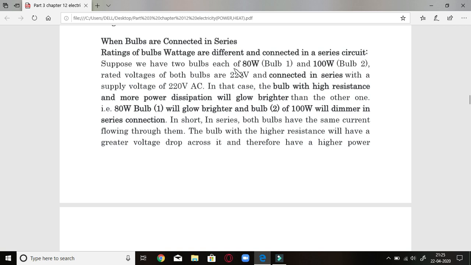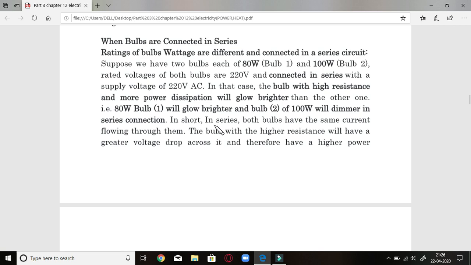Suppose we have two bulbs, the first of 80 watt and the second of 100 watt. The rated voltage of both is 220 volt, and they are connected in series with a supply of 220 volt AC. In that case, the bulb with higher resistance and more power dissipation will glow brighter than the other one. That is the 80 watt bulb. The first one will glow brighter, and the second one will be dimmer.